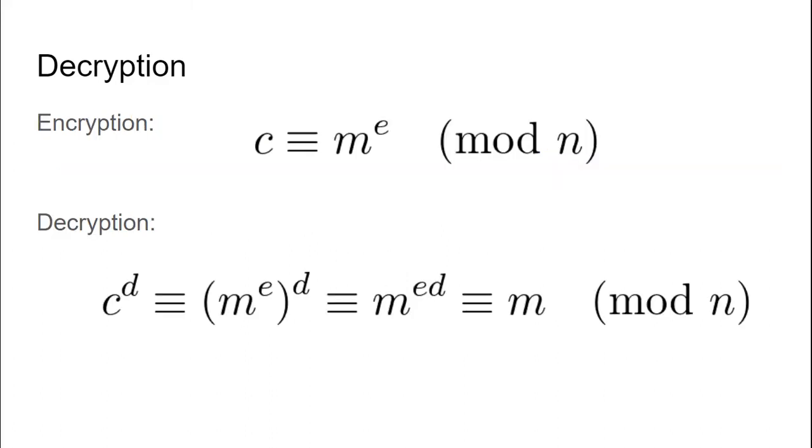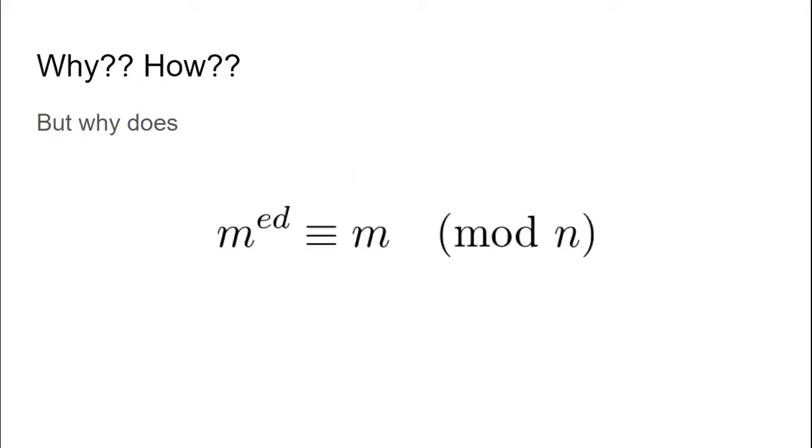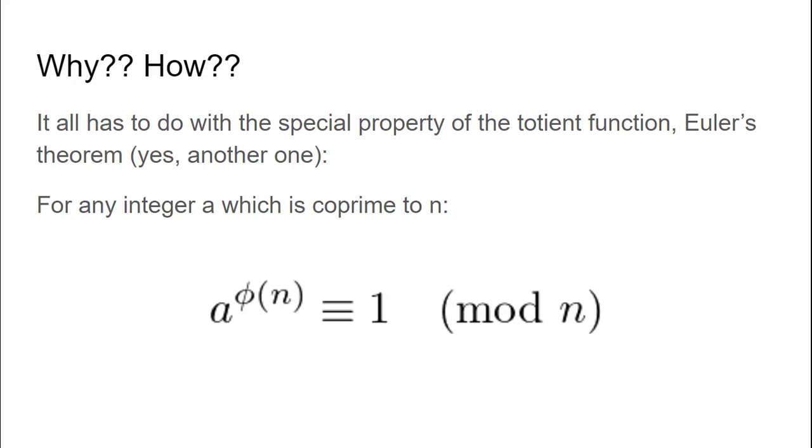So looking at the equations for encryption and decryption again, if you substitute the equation m to the power of e for c in the decryption, you can see that the central property that makes RSA work is that m to the power of ed is equivalent to m mod n. But why is that true? Well, the secret behind this comes from the property of totient functions, which is that for any integer a coprime to n, a to the power of the totient of n is equivalent to 1 mod n.